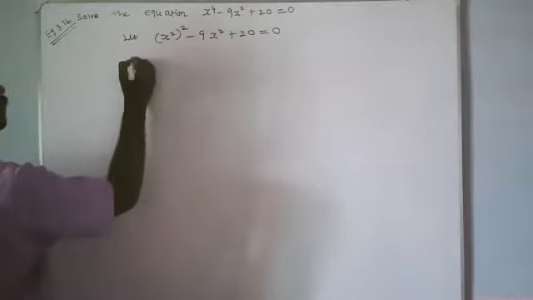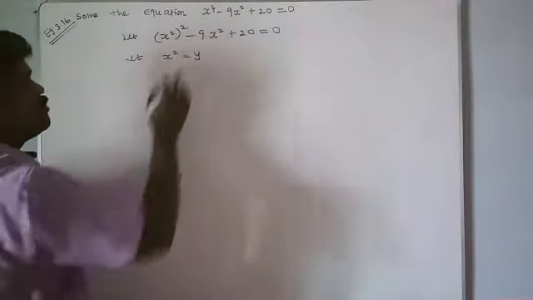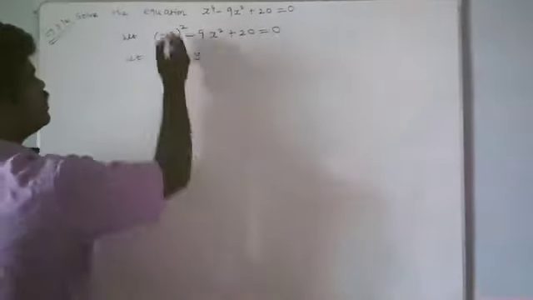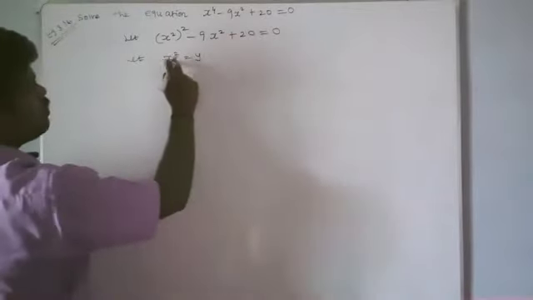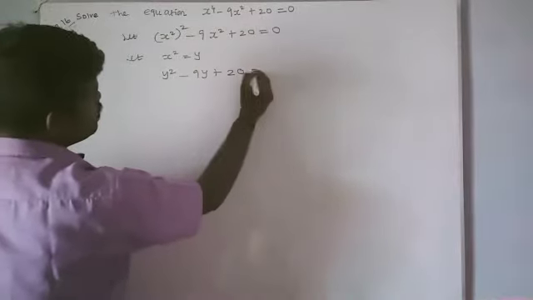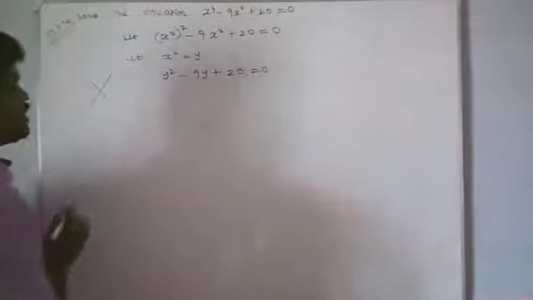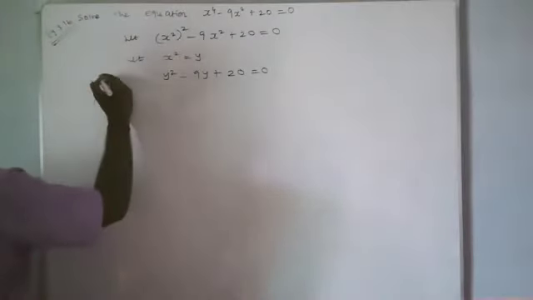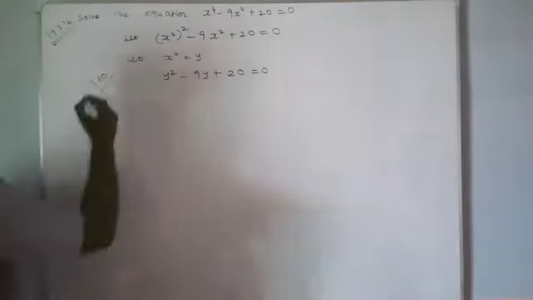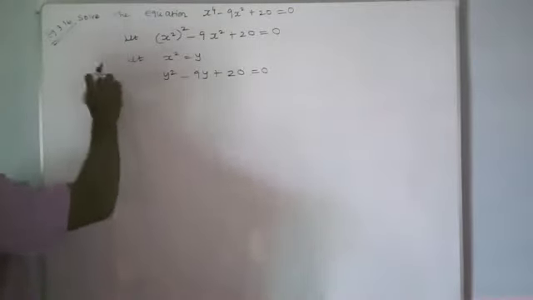Let us consider x square is equal to y, because this is the fourth degree polynomial. So now replace x square by y: y square minus 9y plus 20 equal to 0. This is also a quadratic equation. What are the factors? 20, minus 9. So minus 5 and minus 4. Minus 5 minus 4, totally minus 9, and multiplying these two terms gives 20.